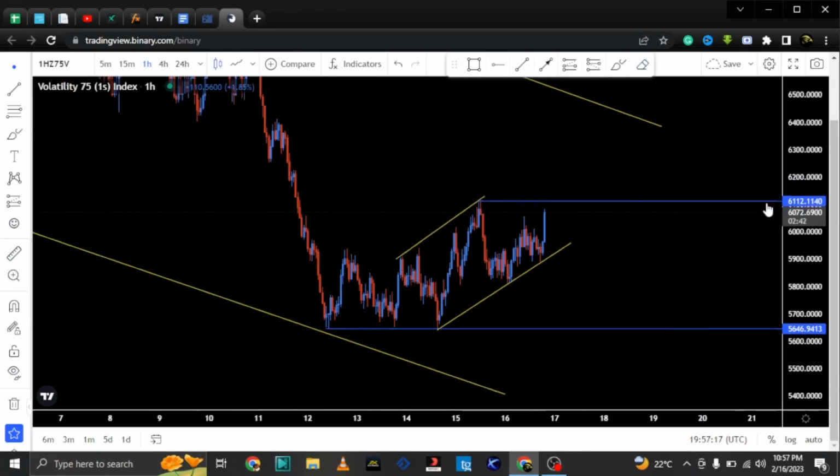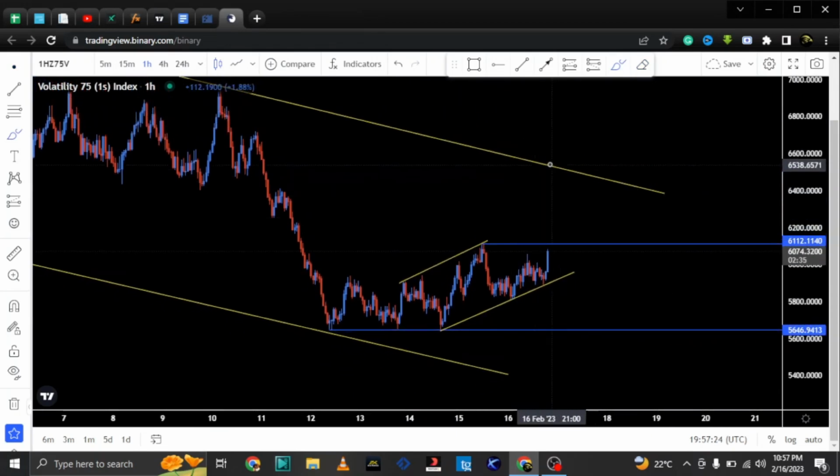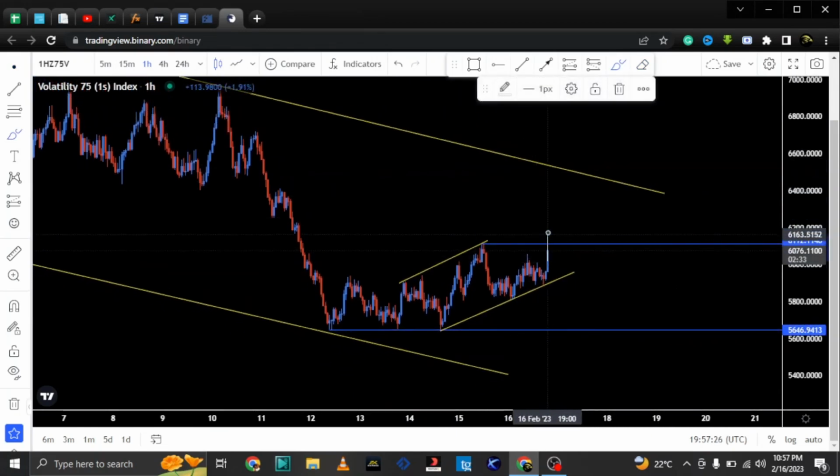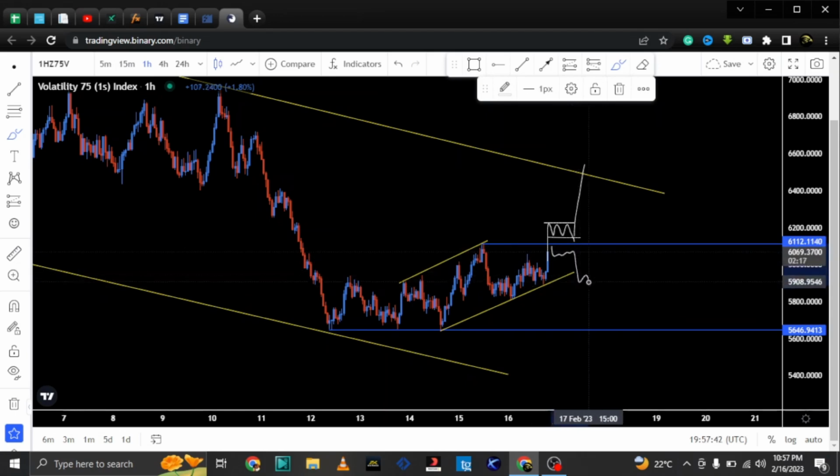75 1s. And then remember also, it could break. Once it breaks out, because we're actually also looking for it to come all the way to this level. Once it breaks out, I'll be looking for something like this to confirm that it's continuing going up. Then that is when I'll be interested in buys to the upside.